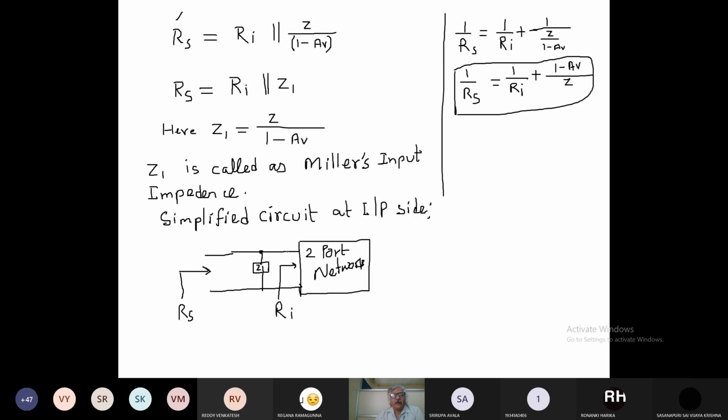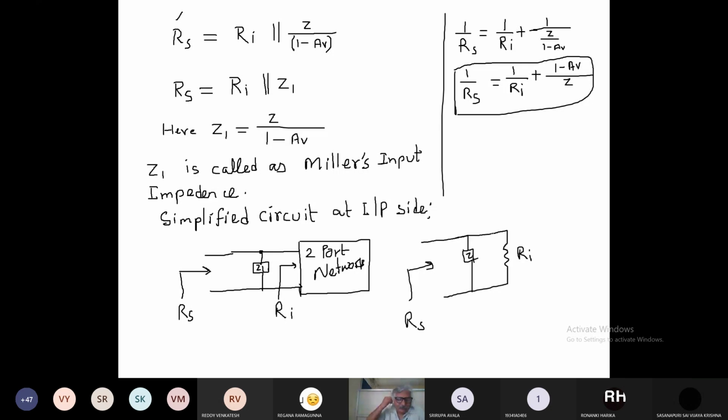So Rs is equal to the parallel combination of this Z1 and Ri, right? Because this two-port network, you can replace this two-port network by its input resistance of Ri, right? And here you have one Z1. So here this Rs is the parallel combination of Z1 and Ri.